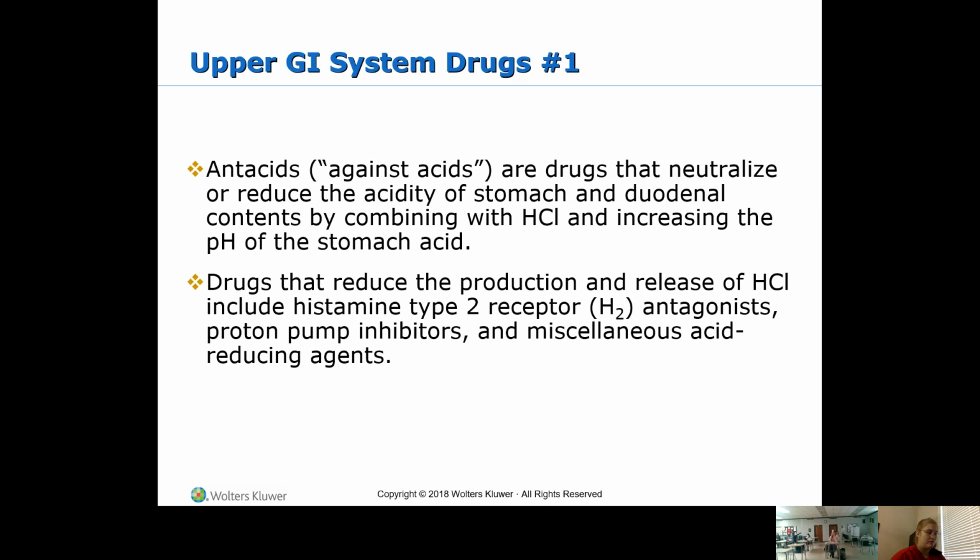Now our other two subcategories are not going to be given for problems with our acid. They're going to be given to stimulate. The only GI stimulant is Reglan. The only one. You need to know this drug forever. Its generic name is metoclopramide. It stimulates your gastrointestines to move along. It says, all right, whatever's in the stomach, we need to move it through the intestines. We need to move on, head out.